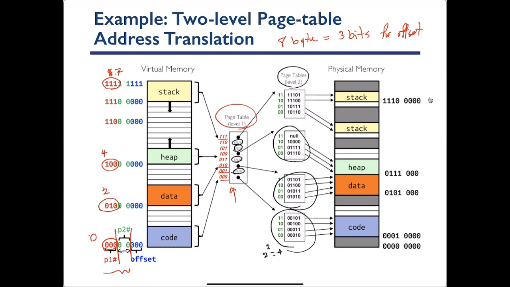Okay, so that's the example. And where are we saving space for our page table? Well, for all these null entries in page table level 1, I don't need to allocate page table level 2. Those are the entries that I don't need to represent. So that's where I'm saving space.